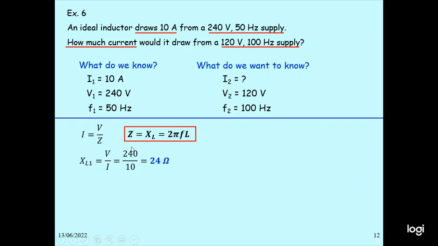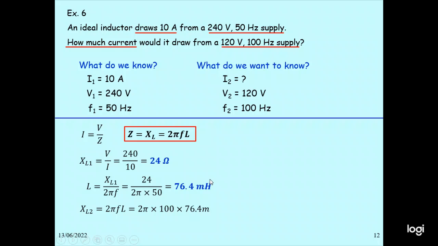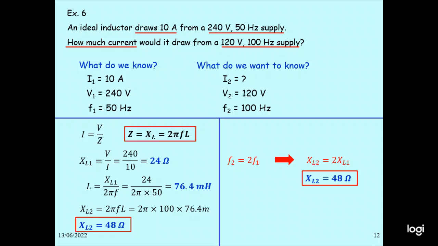XL1 is V by I equal to 240 by 10, so you got 24 ohm. So L equal to XL1 divided by 2πf, so 24 by 2π into 50, you got 76.4 millihenry. XL2 is 2πfL, so 2π into 100, you got 48 ohm. Then frequency f2 is 2f1, so XL2 is 2XL1, so you got 48 ohm. Then here you call I2 is 120 by 48, so I2 is 2.5 ampere.